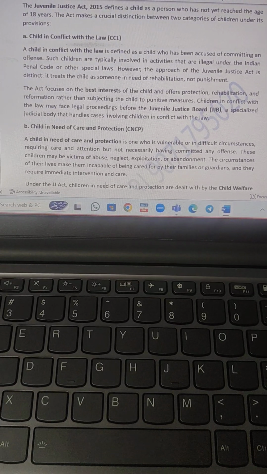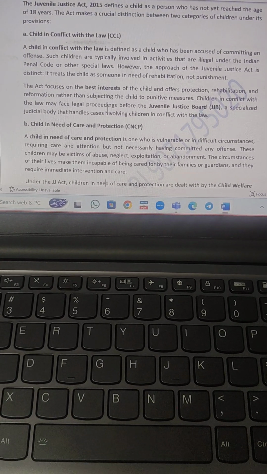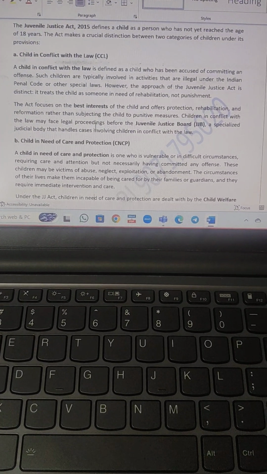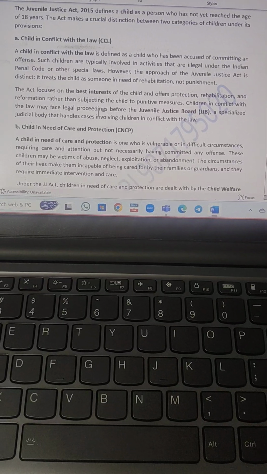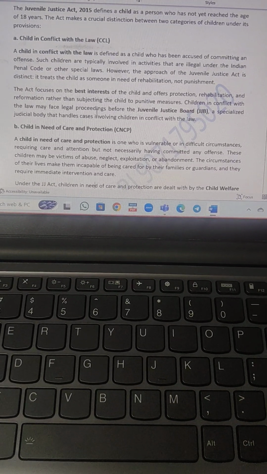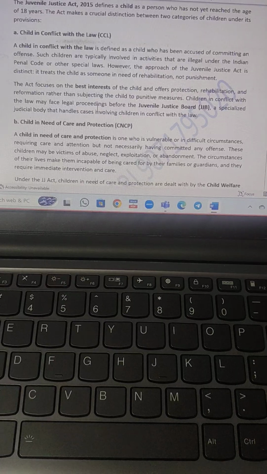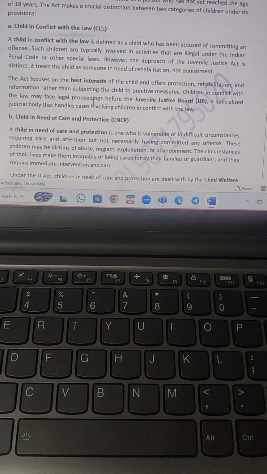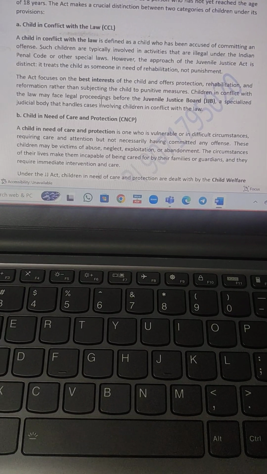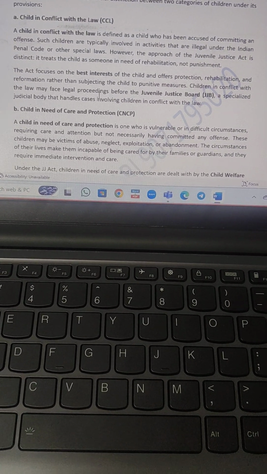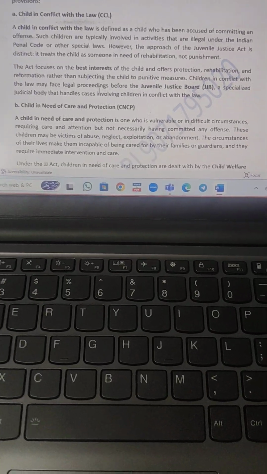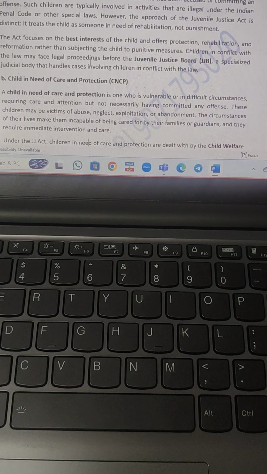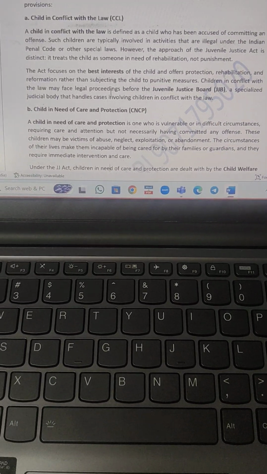So a child in conflict with law is defined as a child who has been accused of committing an offence. Please underline. Who has been accused of committing an offence. So such children are typically involved in the activities that are illegal under Indian Penal Code or any other specific laws. However, the approach of Juvenile Justice Act is distinct. It treats the child as someone in the need of rehabilitation and not punishment, because see, the child behavior can easily be reformed and they can be transformed into a law abiding citizen.